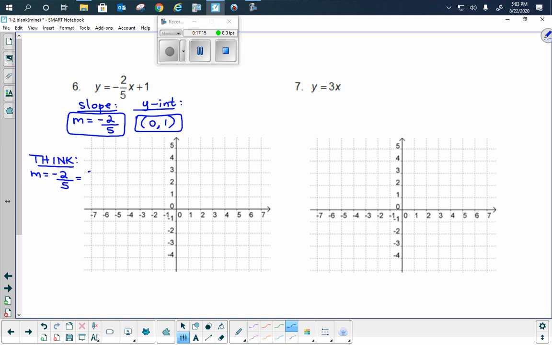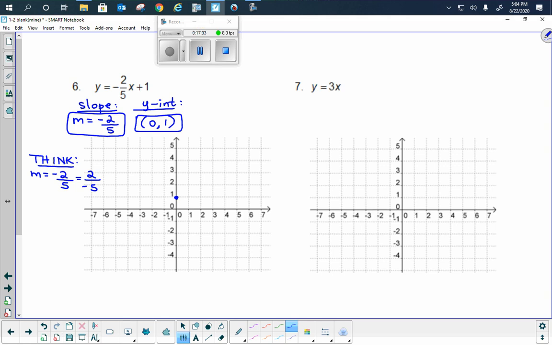I am off to the side thinking for graphing that -2/5 is the same as -2 over +5, which is the same as 2 over -5. Right? Negative divided by positive or positive divided by negative, both equal negative. Okay. So I'm going to go to my y-intercept of (0, 1), which should put you there.